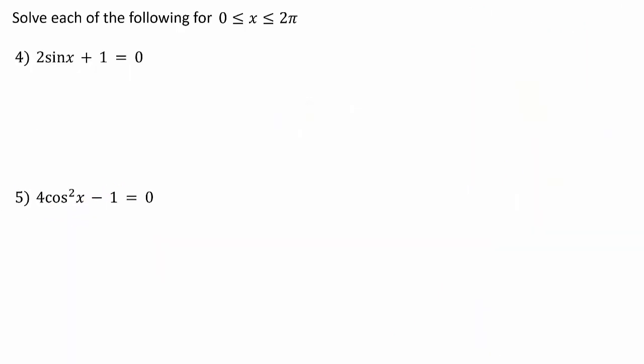Okay, we're going to look at a couple more. In this example, again, I give you the same domain here. But when you see something like this where sine x is not by itself, you really just want to manipulate that to get it by itself. So I'm going to subtract my 1, and I'm going to say 2 sine of x is equal to negative 1, and then I'm going to divide by 2. So what I really have is the sine of x is equal to negative 1/2. So this becomes just like the other problems, and it's asking me what values of x have sine values that are negative 1/2. Remember, sine is y.